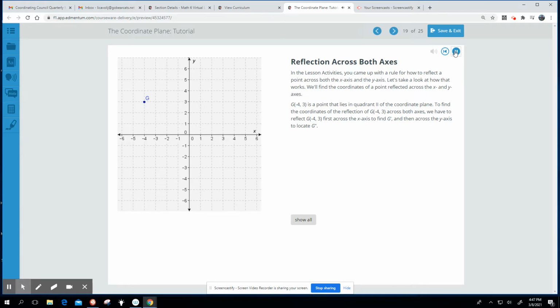G(-4, 3) is a point that lies in quadrant 2 of the coordinate plane. To find the coordinates of the reflection of G(-4, 3) across both axes, we have to reflect G(-4, 3) first across the x-axis to find G prime, and then across the y-axis to locate G double prime.